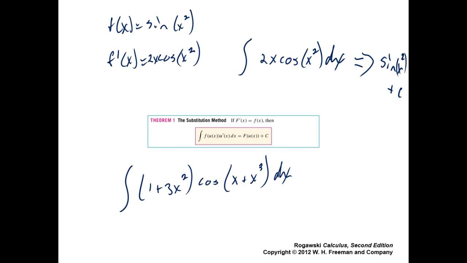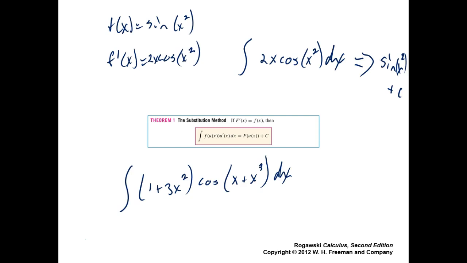Derivative of sine is positive cosine. So therefore the antiderivative of cosine is positive sine. Derivative of cosine is negative sine, meaning the antiderivative of sine is going to be negative cosine. The signs flip because you're going in the opposite direction, remember? So this will be sine of x plus x cubed. And if you weren't sure that's the answer, take a derivative of it. If you get that, yeah, you got it right.